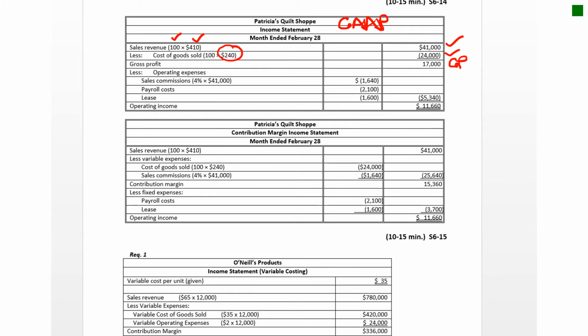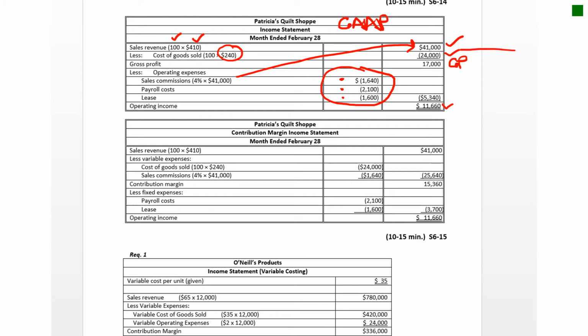Now, everything else is your period cost. They said sales commissions was 4% of sales revenue, so you take that 4% multiplied by 41,000. There's your sales commissions. They told you the fixed payroll cost was 2,100. You just have to deduct that. And they also told you the lease was 1,600. So basically all these costs are taken out. These are your period costs. You subtract those, these are your operating expenses, and you get net income of 11,660.